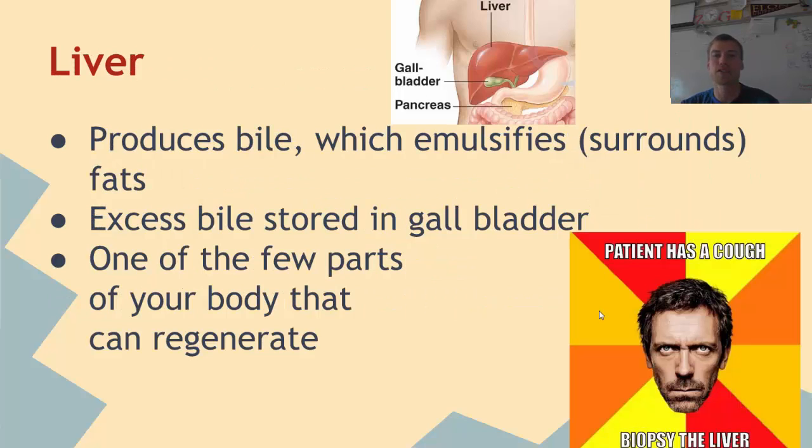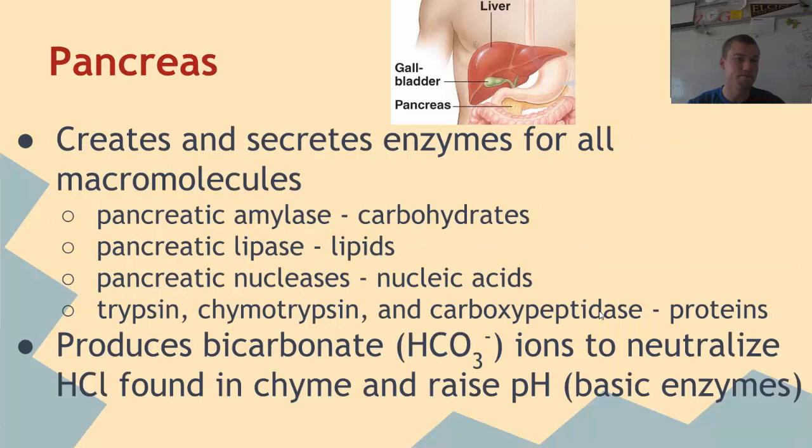So the liver produces bile, which emulsifies fats. That is one of the ways it helps the fats to be digested, because fats are lipids and lipids do not dissolve very well in water. So having this bile, which emulsifies the fats, helps the process along. Again, excess bile is stored in the gallbladder, although you can live without your gallbladder. And the liver is also one of the few parts of your body that can regenerate. So if your liver gets damaged, it can actually regenerate itself, which is pretty cool.